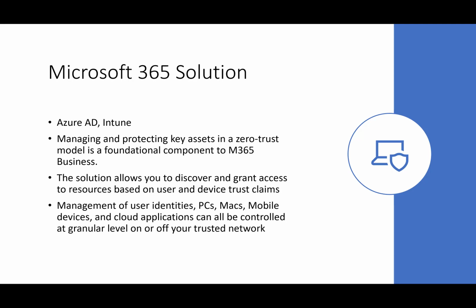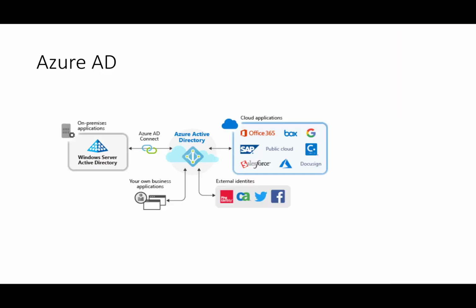When you look at the user and device trust claims, they span across the user identities, the PCs, the Macs, the mobile devices, the cloud applications, and the locations on or off your trusted network is really the big key there. So with Azure AD, moving from left to right here, you can extend your security perimeter into the cloud by setting up Azure AD Connect, and this pushes the user identities into Azure Active Directory, synchronizes their passwords, and allows you to give access in a secure manner to cloud-based applications. You can additionally add your own on-prem applications or external applications into Azure AD to grant single sign-on access.